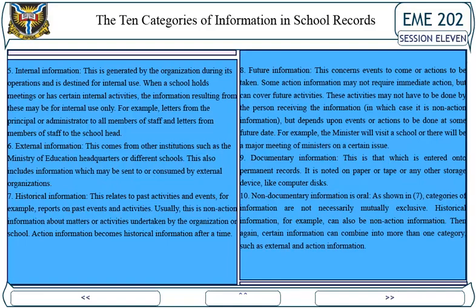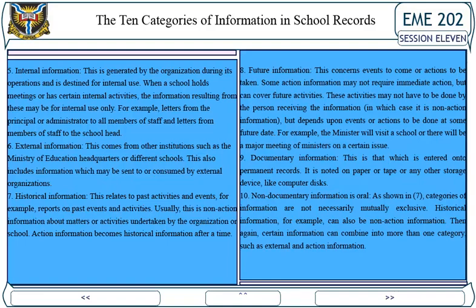For example, the minister will visit a school, or there will be a major meeting of ministers on a certain issue. 9. Documentary information. This is that which is entered onto permanent records. It is noted on paper or tape or any other storage device, like computer disks. 10. Non-documentary information is oral.